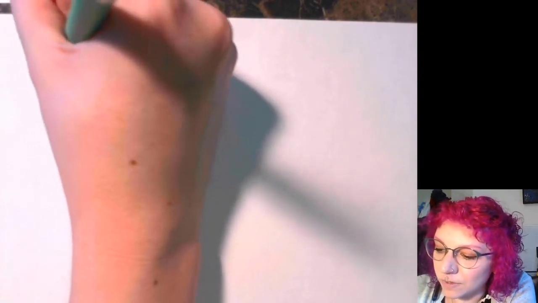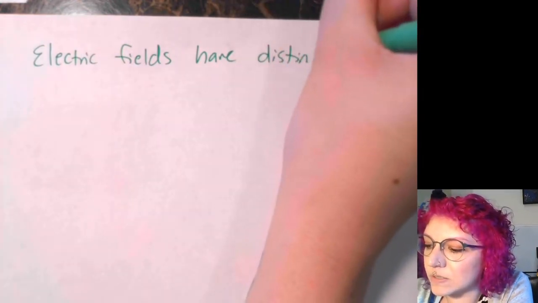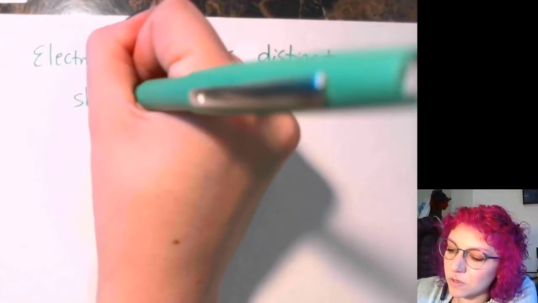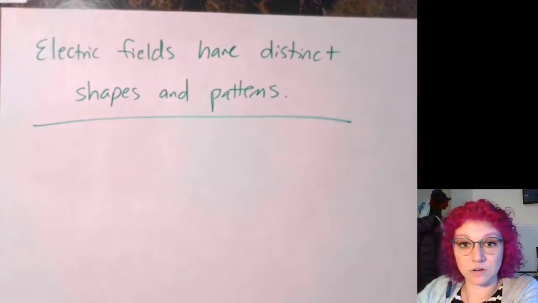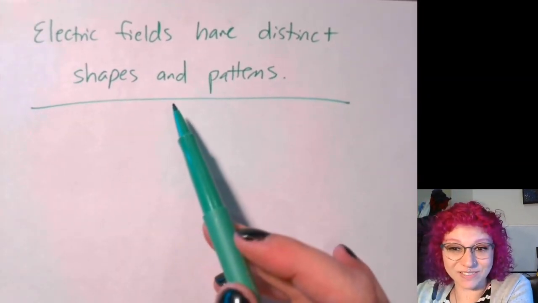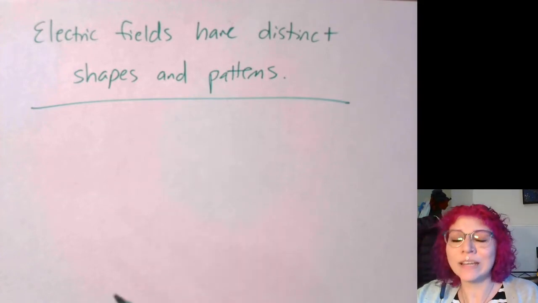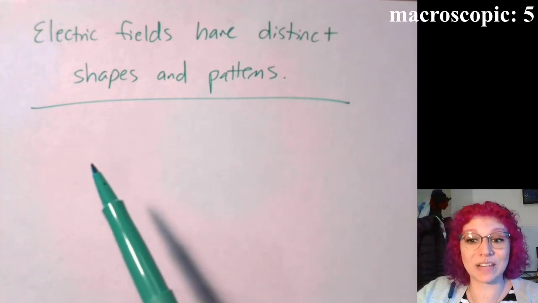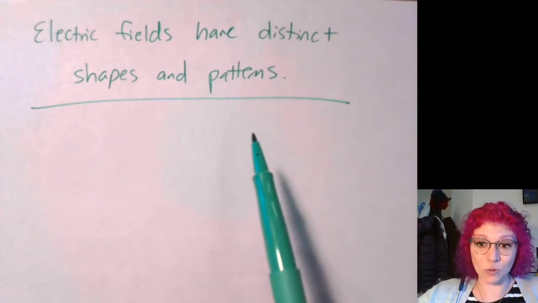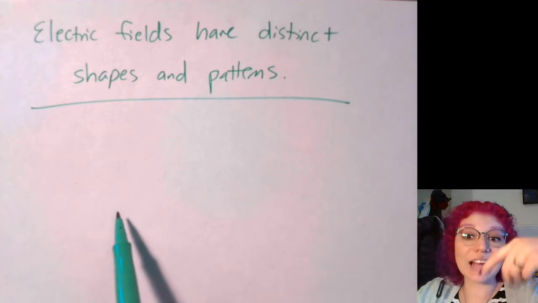Something I want to point out is that electric fields have distinct shapes and patterns. This concept, although it might seem a little bit obvious, okay, yeah, charges interact in certain ways, right? This concept is important because, again, when we scale it up to the macroscopic level, a lot of these fundamental interactions and characteristics carry on as you scale these ideas up.